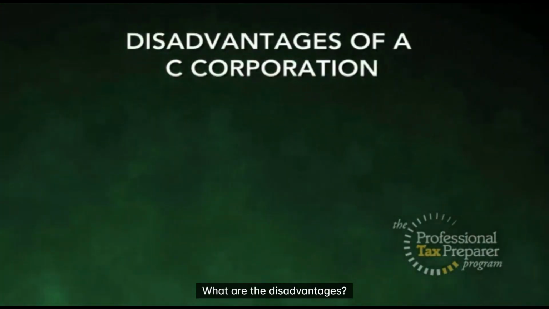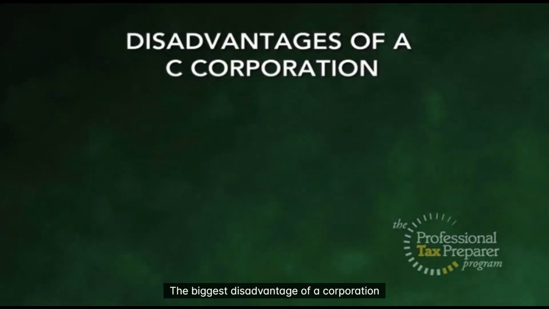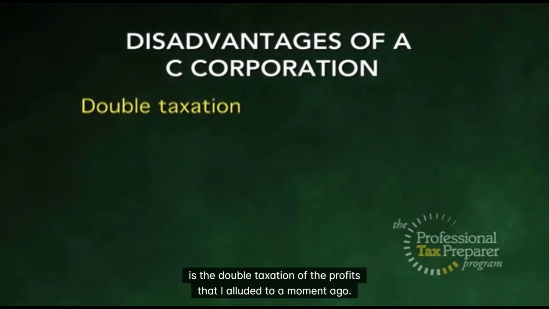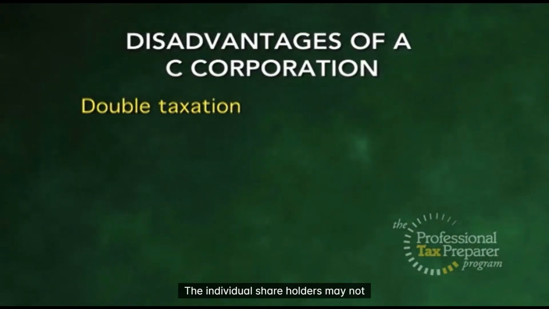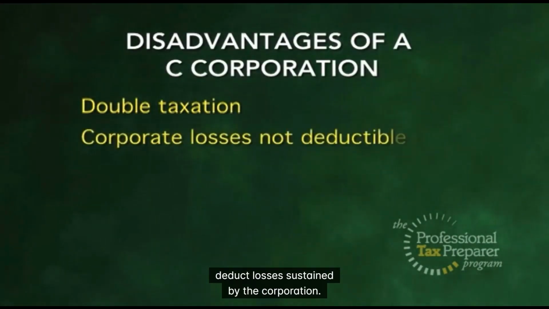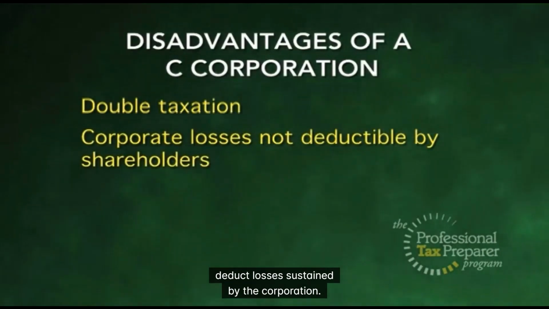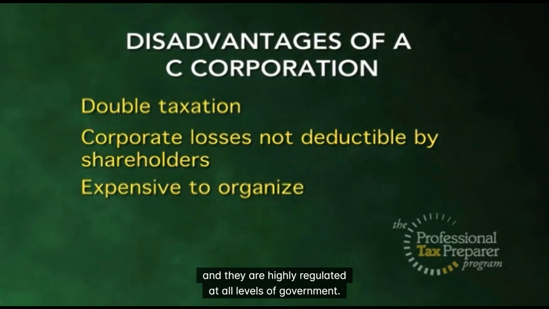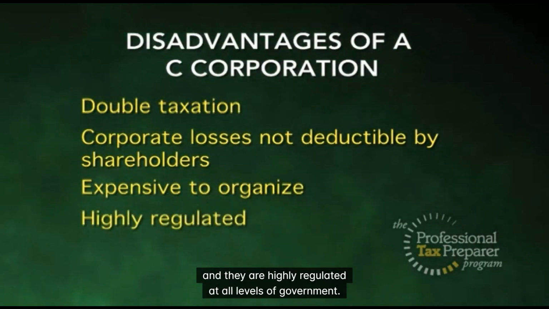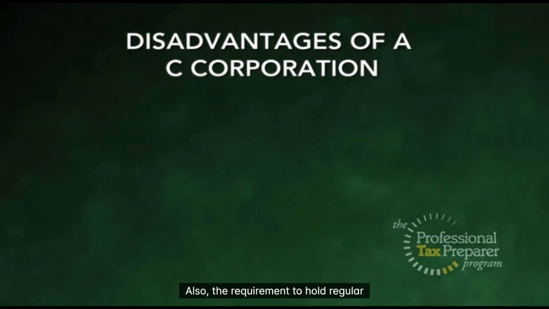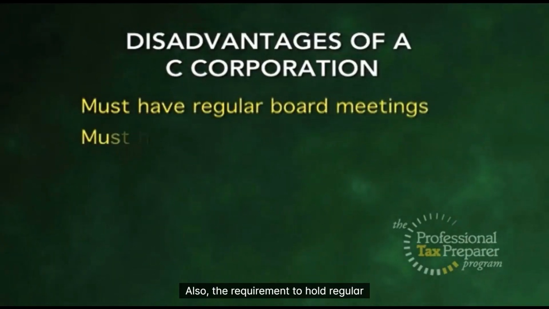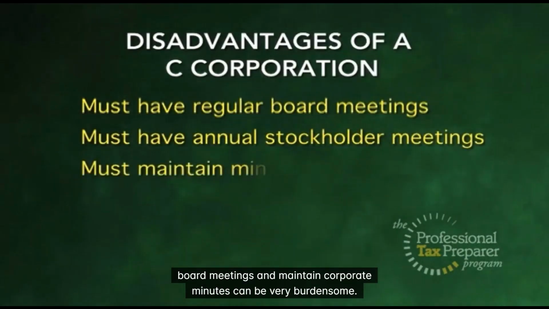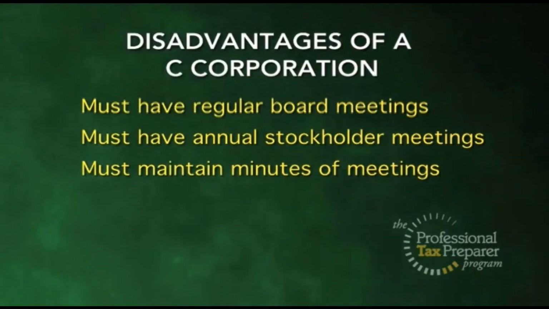What are the disadvantages? The biggest disadvantage of a corporation is the double taxation of the profits that I alluded to a moment ago. The individual shareholders may not deduct losses sustained by the corporation. Corporations are more expensive to organize and register, and they are highly regulated at all levels of government. Also, the requirement to hold regular board meetings and maintain corporate minutes can be very burdensome.